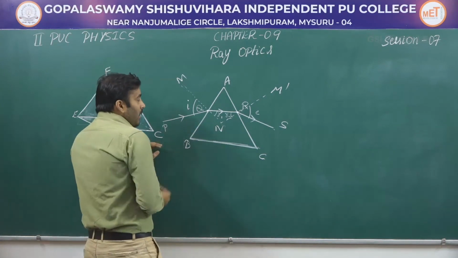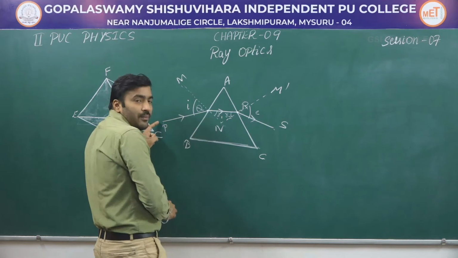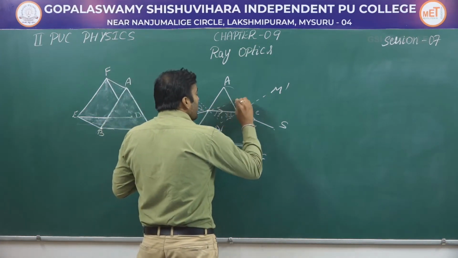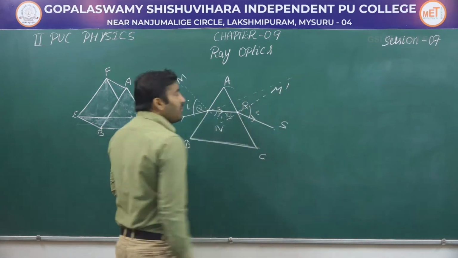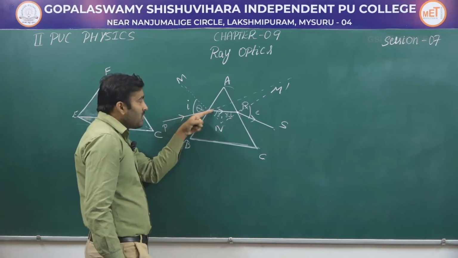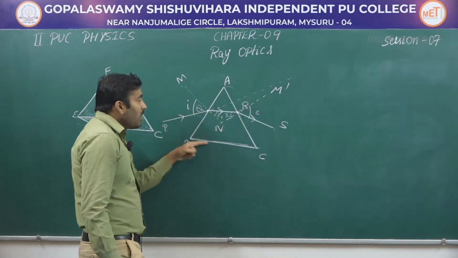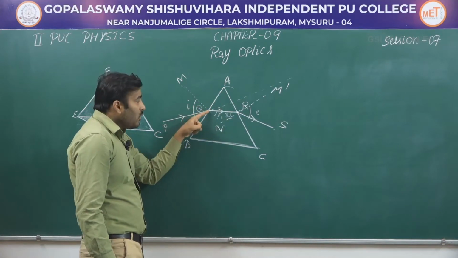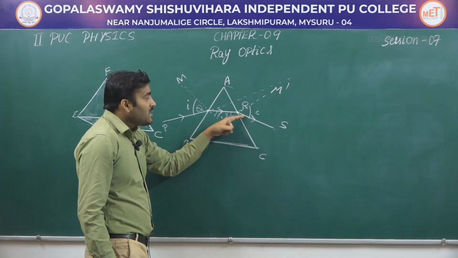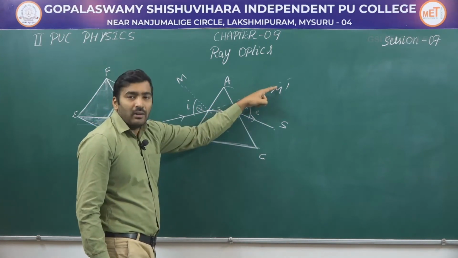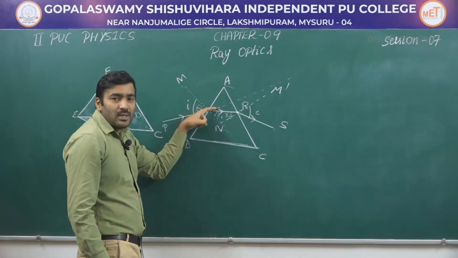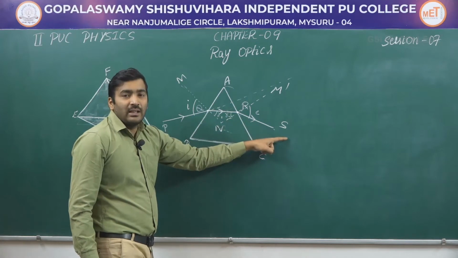Now if you see the diagram, if this is the incident ray, in the absence of the prism the ray would go like this. This is the actual direction of the incident light. But because of the presence of the prism, it undergoes refraction here and also here, so the ray is deviated from its original path. This is the original path of the ray, but because of the prism, the ray is deviated like this.